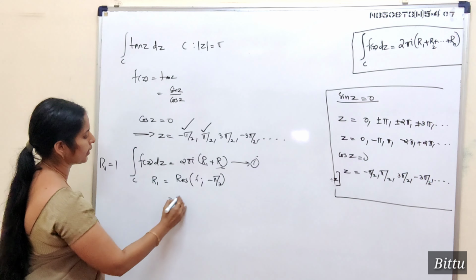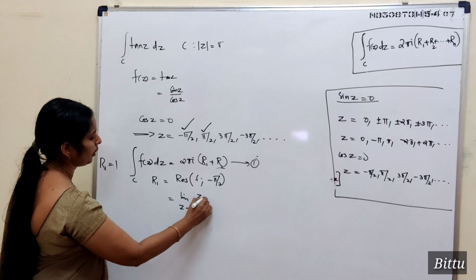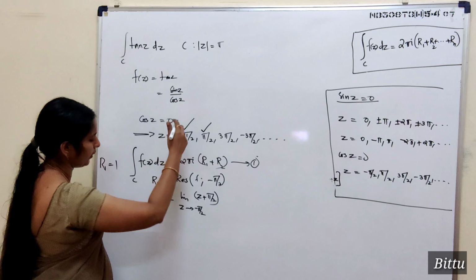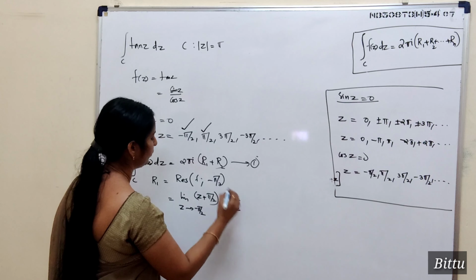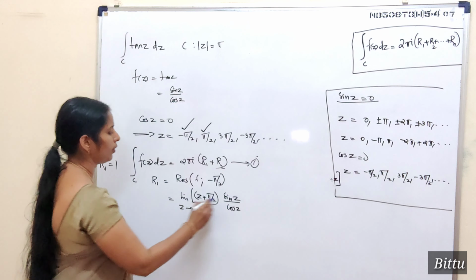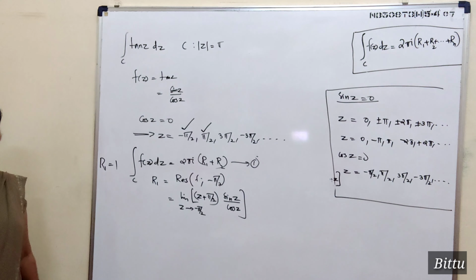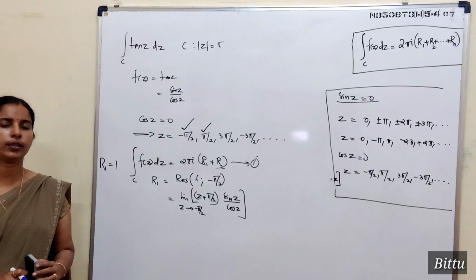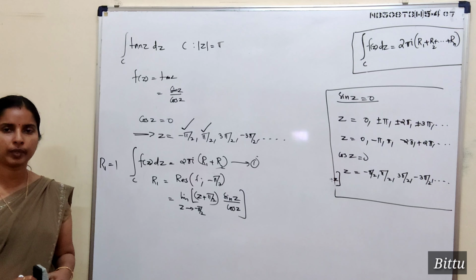Since minus pi by 2 is a simple pole, its residue is the limit as z tends to minus pi by 2 of (z plus pi by 2) times f(z). f(z) is tan z, that is sin z by cos z. Here, there is no cancellation for z plus pi by 2. In many of the previous questions there was a cancellation here, but now there is none. So in such questions, you can find the limit by applying L'Hospital's rule.